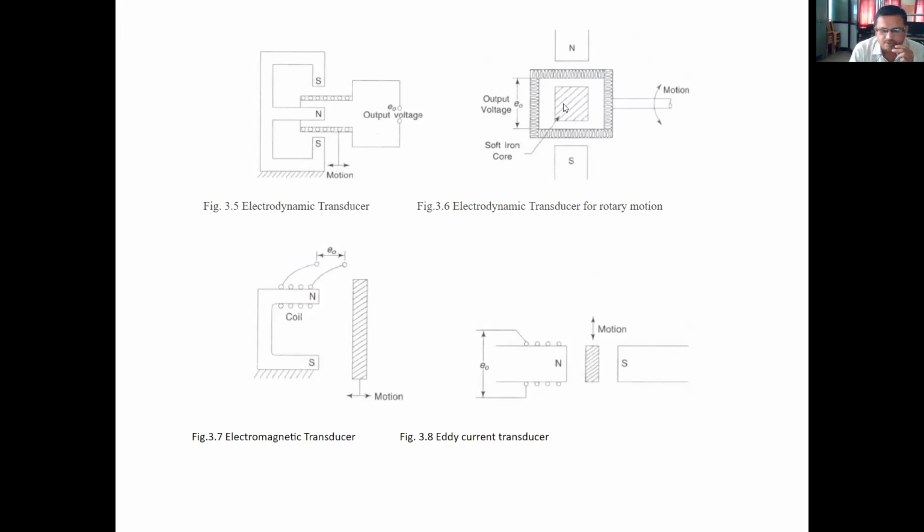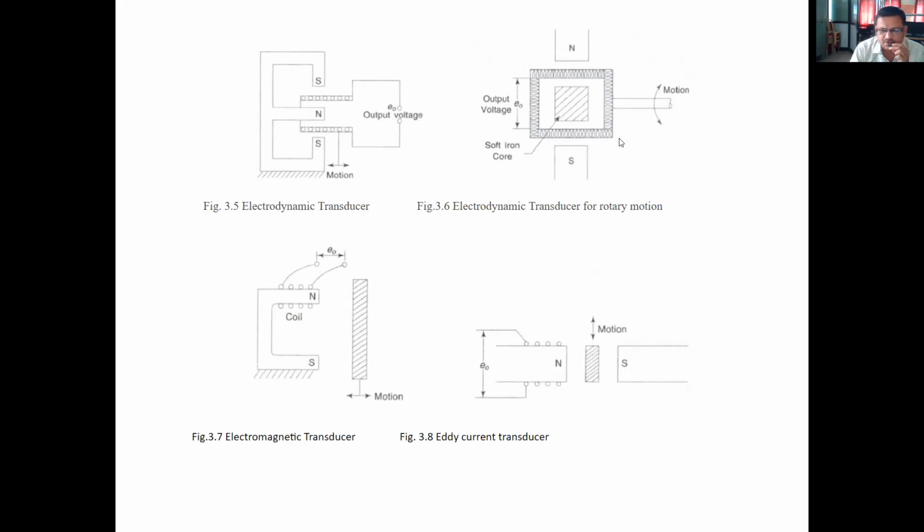Next is for rotary motion. This is the permanent magnet. This is the soft iron core. Again, these coils are wound on this hollow cylinder. Now, when this hollow cylinder tries to rotate, what will happen?